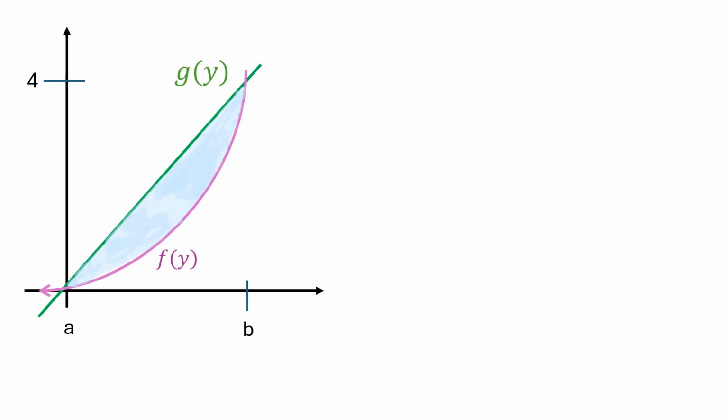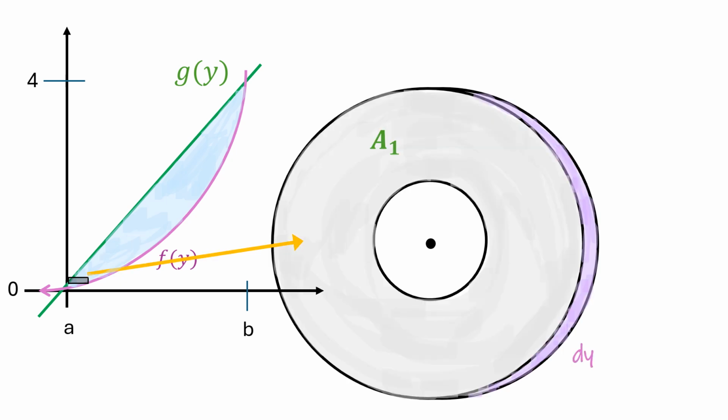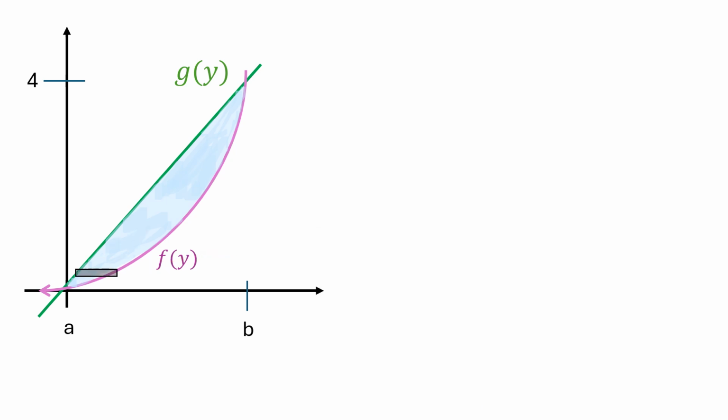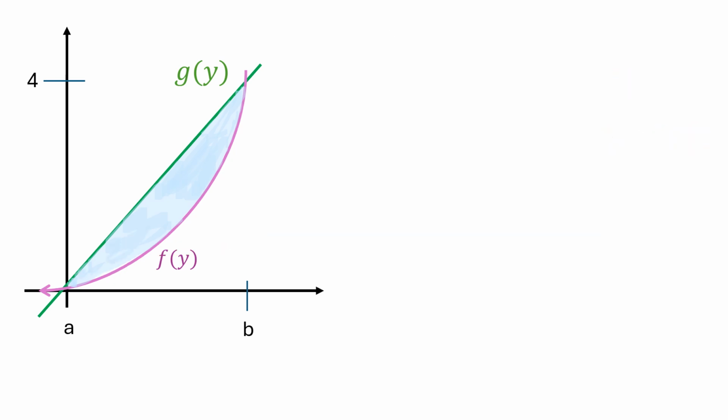And so we are going to keep taking these cross sections. And this time we are going to go from down to up. So we are going to start at the bottom of our blue region, make a cross section, rotate it around the y-axis, and we get our washer. Find the area of that washer and use that to find the volume of the washer. And then we'll go to the next one. Take a cross section, rotate it around the y-axis, get our washer, and find its volume. And we keep building upwards.